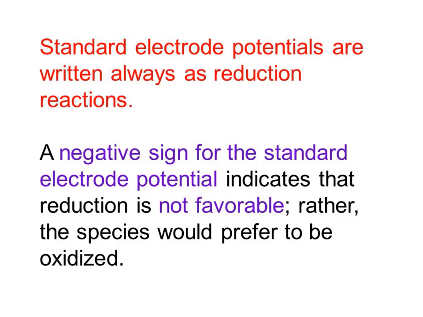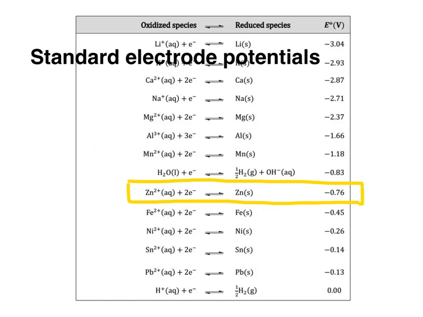Standard electrode potentials are always written as reduction reactions. This is done in order to simplify the process. Remember, in the standard hydrogen electrode, hydrogen can either be oxidized or reduced. A negative sign for the standard electrode potential indicates that reduction is not favorable. Rather, the species would prefer to be oxidized. So here, if we look back at the reduction reaction for zinc, the standard electrode potential is negative because zinc would rather be oxidized, as we diagrammed earlier.